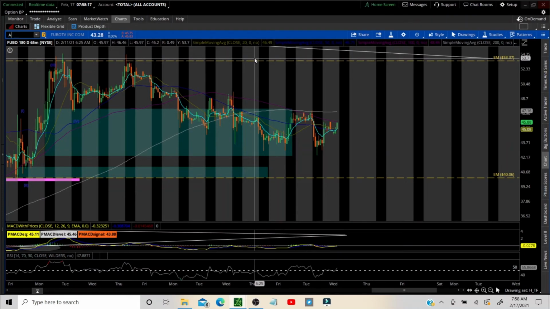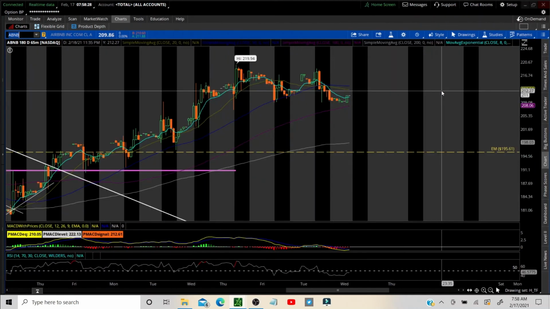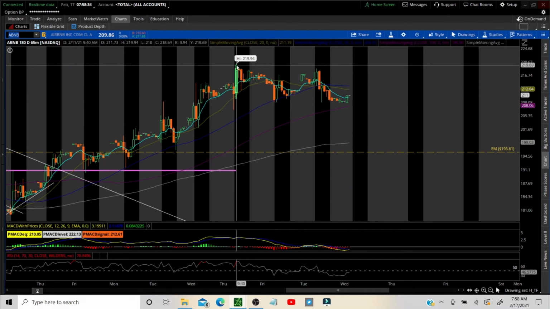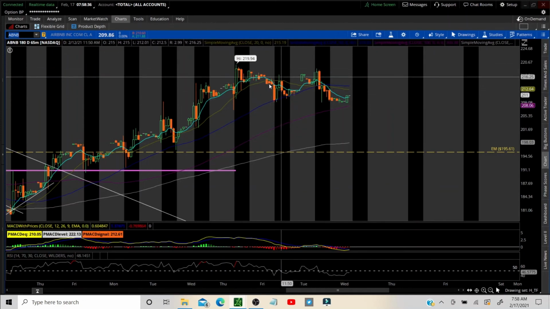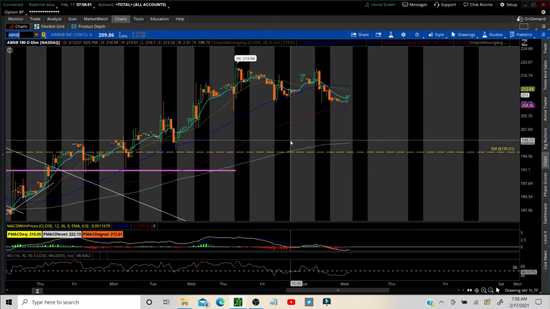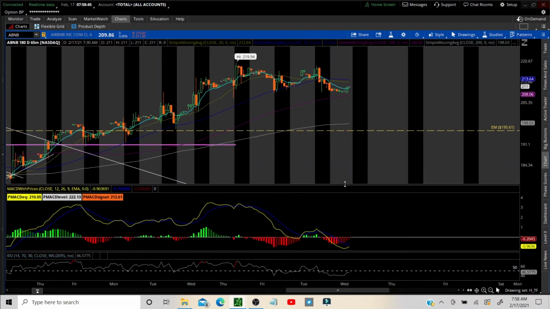And last, ABNB. ABNB made a small ABC correction and now looks like it wants to move up. But keep in mind, if this support right here breaks, then it looks like we have somewhat of a little double top there. So just keep that in mind if you're going to play this one. This may want to move now. The MACD looks like it wants to cross, but until it does, be cautious.